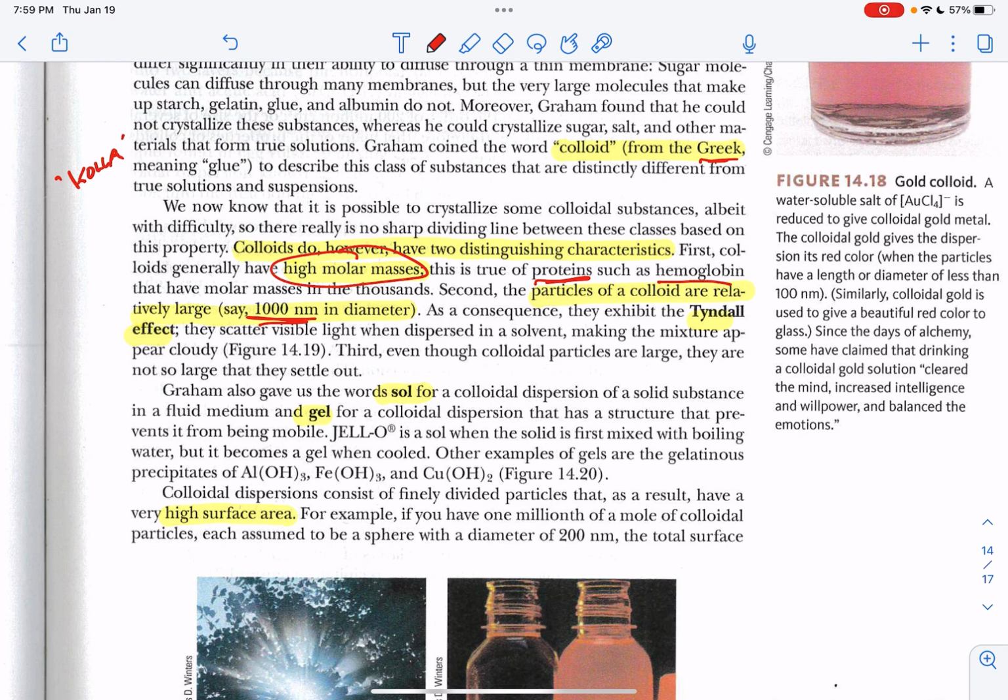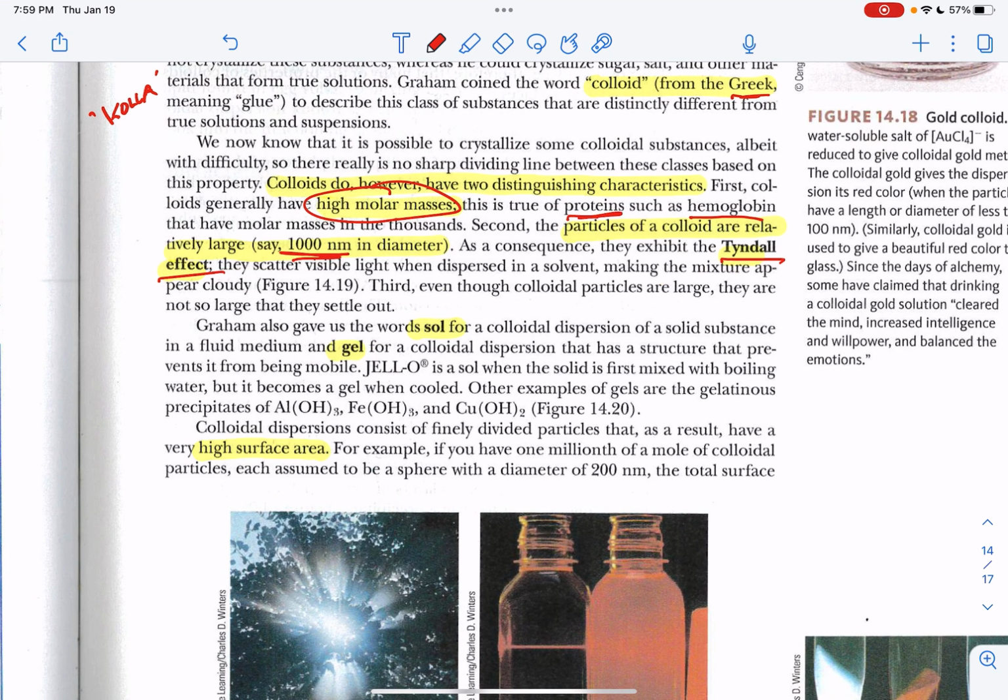If you were to shine light through a colloid, you would see the Tyndall effect, the scattering of light as the light passes through and bounces off those particles, even if you can't actually see the particles with the unaided eye as you're looking at the container. And then the third property is that because they are in the middle, not so large, generally they can remain suspended for a very, very long time so that they don't settle out.